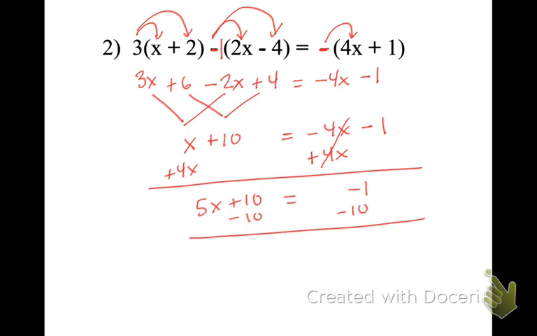All right. And we are left with 5x. Where did I get 5? Oh, okay, because I see. We are left with 5x equals negative 11. Divide by 5. And x equals negative 11 over 5.